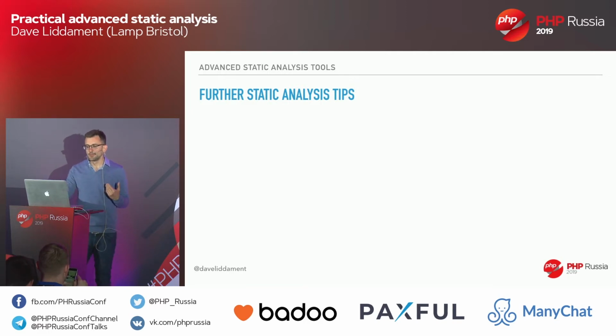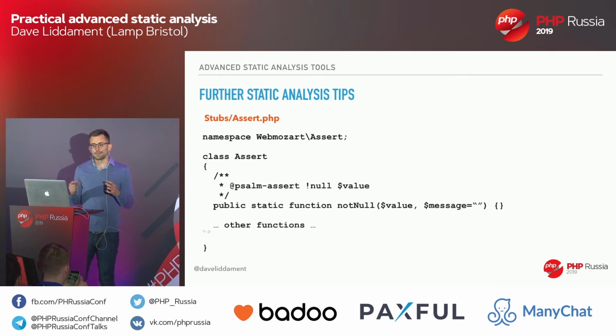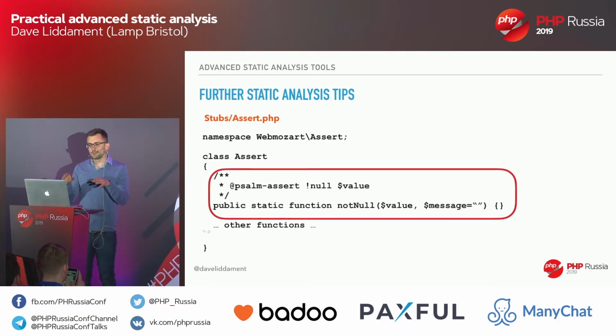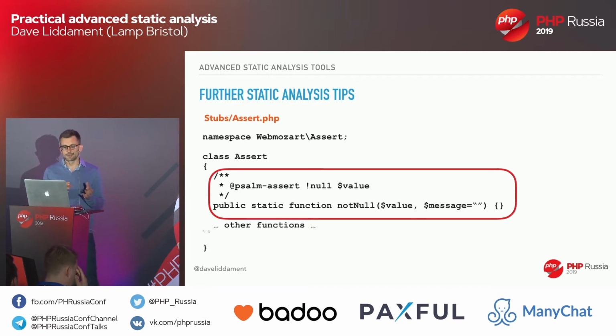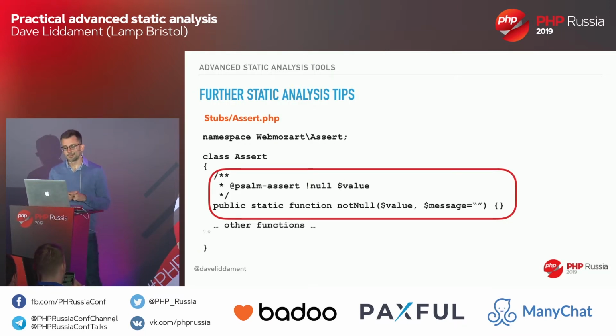So what we can do is we can make a stubs file. So we can make, in the stubs directory, a file called assert, and it will be the same namespace of whatever it is that we are providing the stub for. And you have something that matches the signature of the method that you want to provide additional information for, and you put in, just on this thing, the Psalm assert. So Psalm now understands that not null will exit if you pass it a null value.